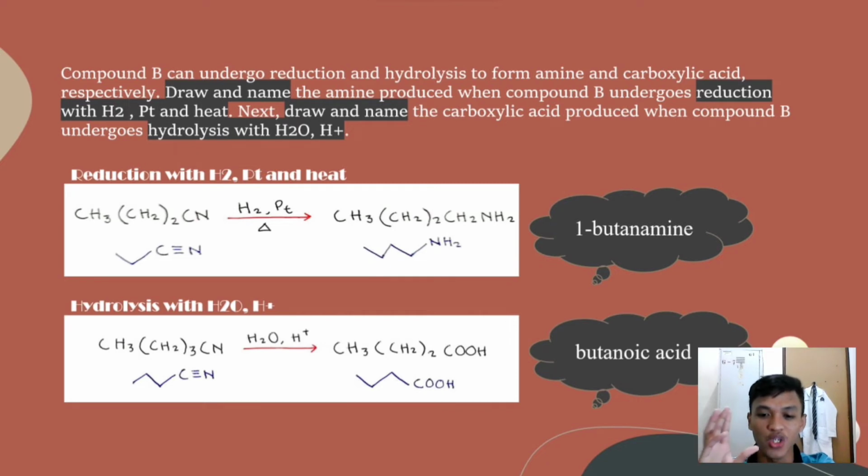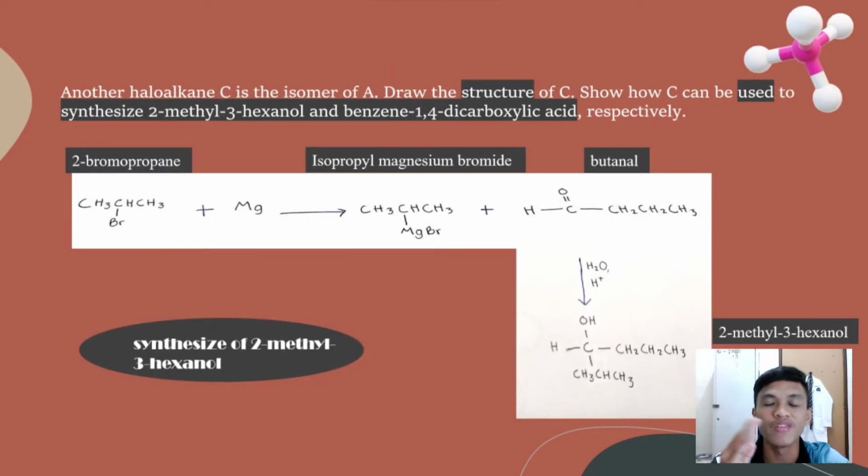The second reaction is hydrolysis. Compound B, or 1-cyanopropane, undergoes hydrolysis to form carboxylic acid. Our reactant 1-cyanopropane will produce butanoic acid using reagents H+ and water, H2O. For this reaction, CN changes to COOH to become butanoic acid. Therefore, we can see that in these two reactions, the number of carbon increases by 1. Alright, now I will continue with the next question.